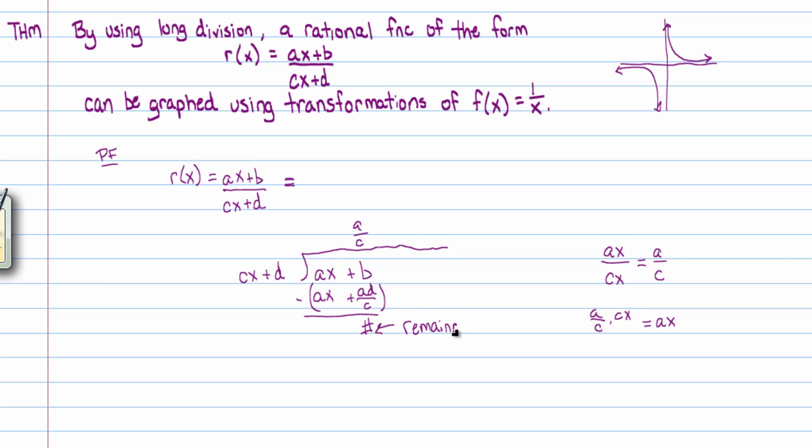And I want you to realize just that. The proof doesn't really depend upon what that number is. What the proof depends upon is that it is a number, that it's not conveniently 0 or some silliness like that. So that means that if I were to perform long division on this, the rational function can be written as a over c, or in other words, some number, plus that remainder over cx + d.